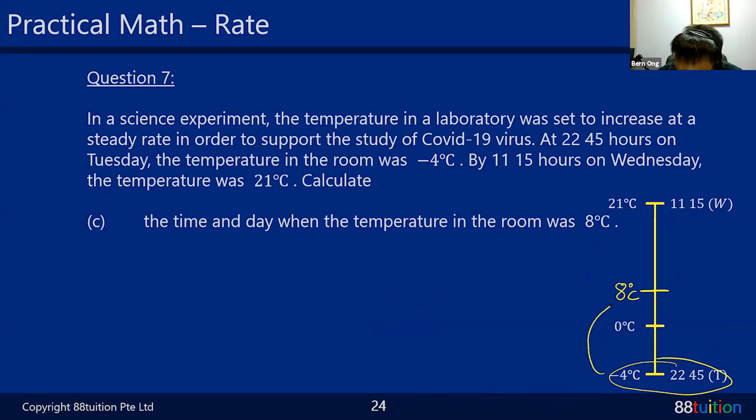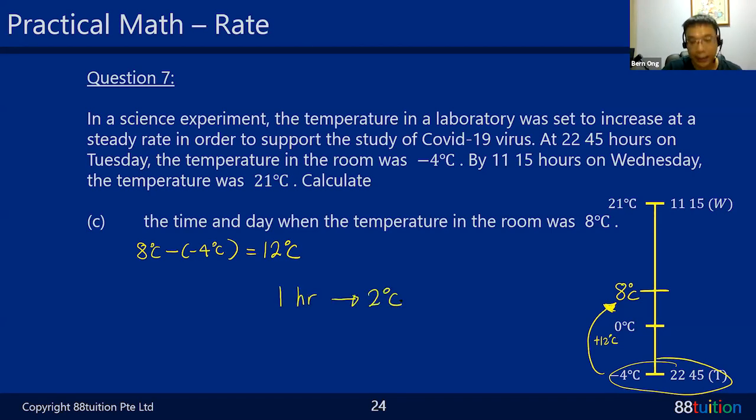From -4 to 8, how many degrees Celsius is that? You can actually take the difference, 8 degrees Celsius minus negative 4 degrees Celsius. That will give you 12 degrees Celsius. So there's a gap of 12 here. It increased by 12 degrees Celsius. Remember the rate. The rate is what? In 1 hour, it increased by 2 degrees Celsius. 12 degrees Celsius is times 6, so down here you also must times 6. 1 times 6 is 6 hours. Oh, so that took place in 6 hours.